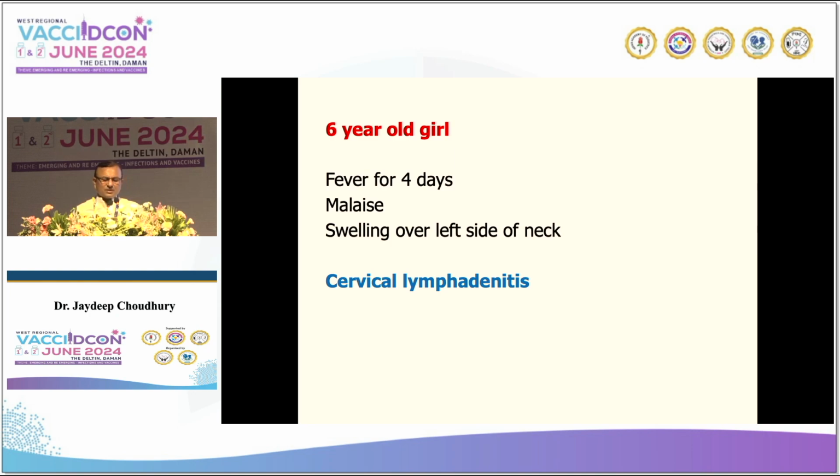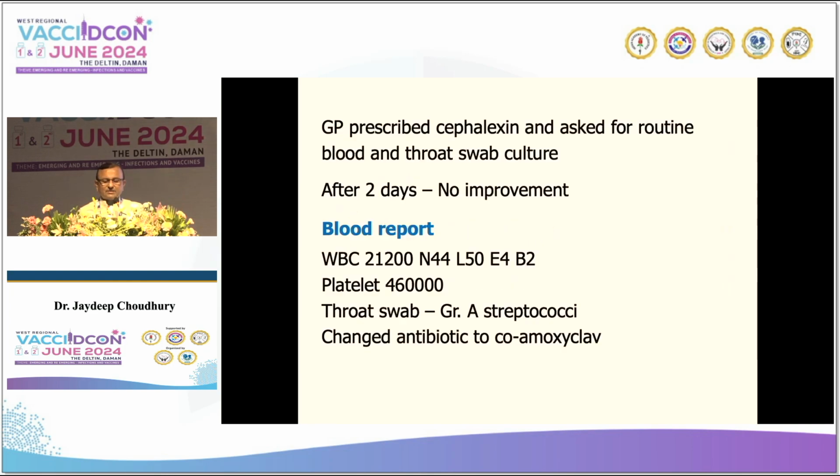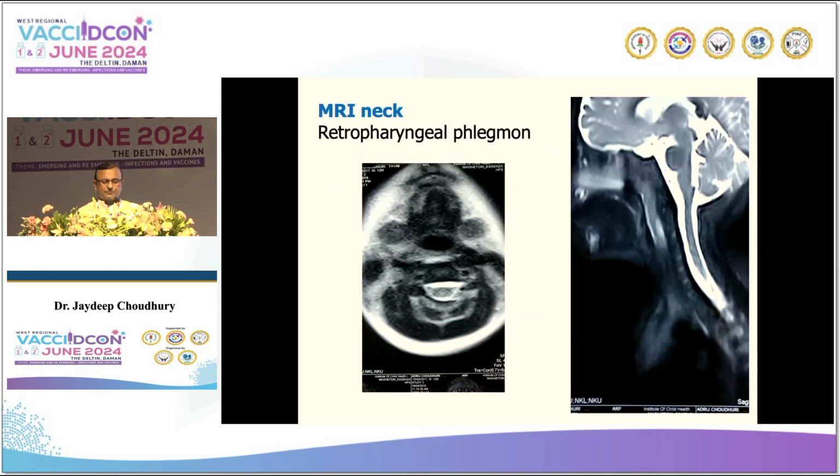A 6-year-old girl came with cervical lymphadenitis with fever, malaise, and swelling over the left side of the neck. This was the typical swelling with signs of inflammation. Initially, cephalexin was prescribed by a GP, and after 2 days, no improvement. WBC was 21,000, neutrophil 44, platelet was 4,60,000, throat swab was group A strepto, so the GP changed to co-amoxiclav.